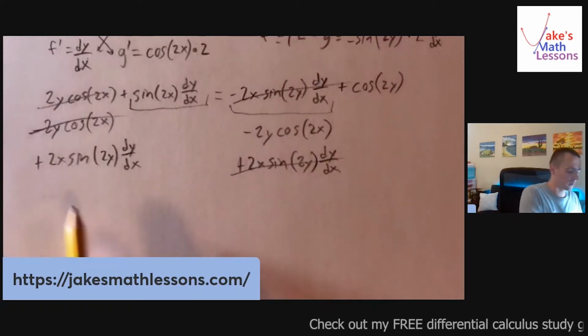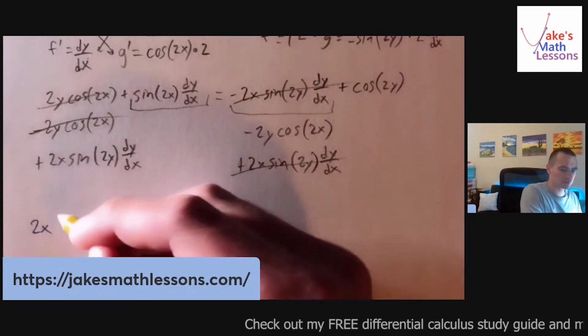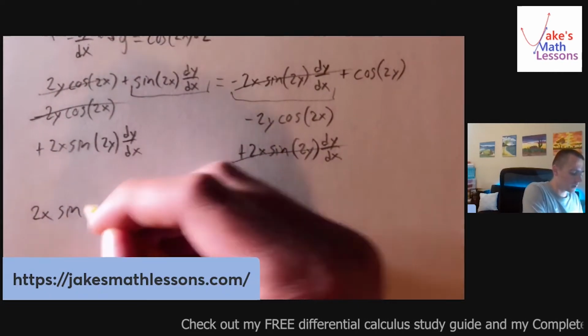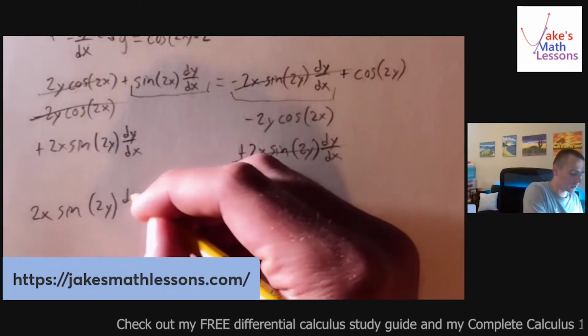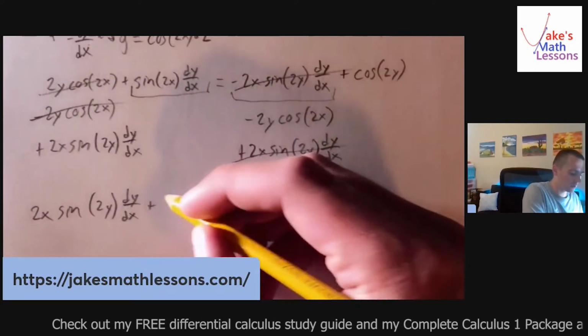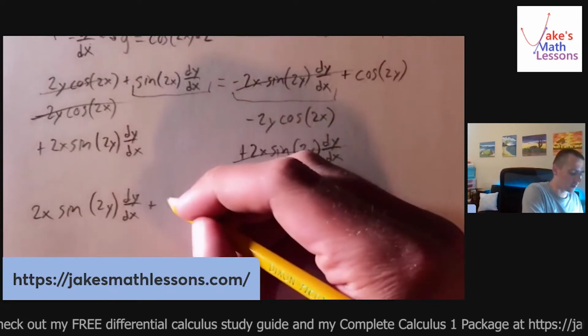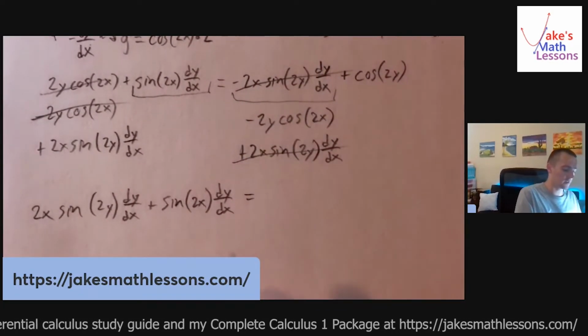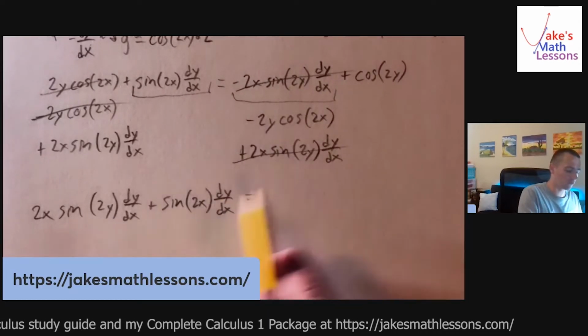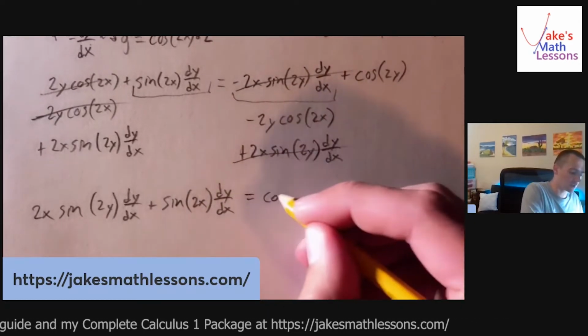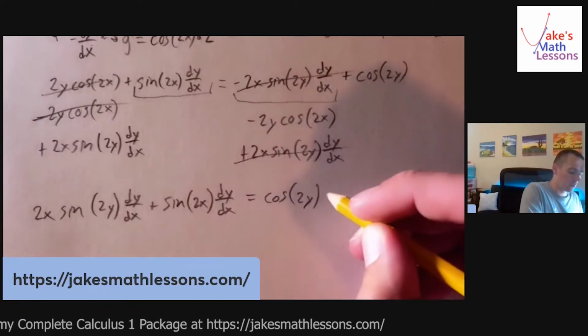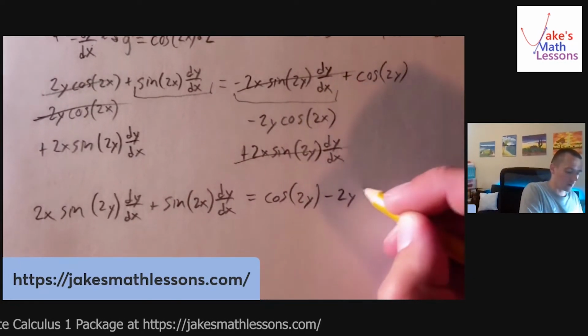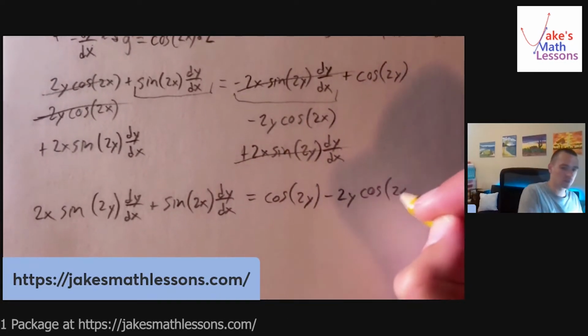And we are just going to have 2x sine of 2y dy dx plus sine of 2x dy dx. And then we will set that equal to what we have over on the right now. At this point that is the cosine of 2y minus 2y cosine of 2x.